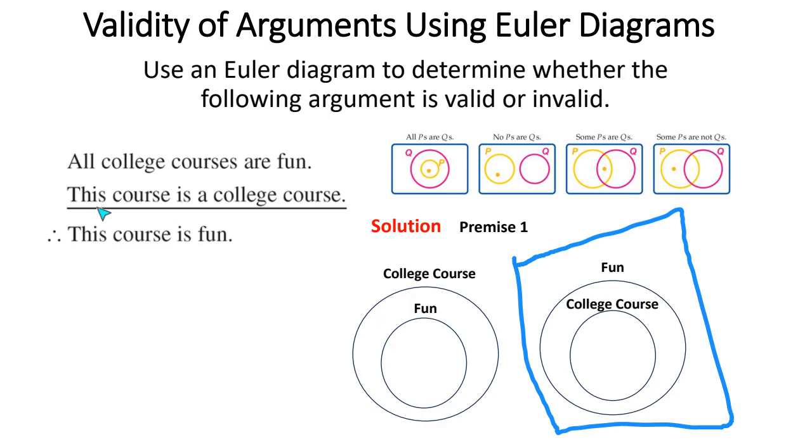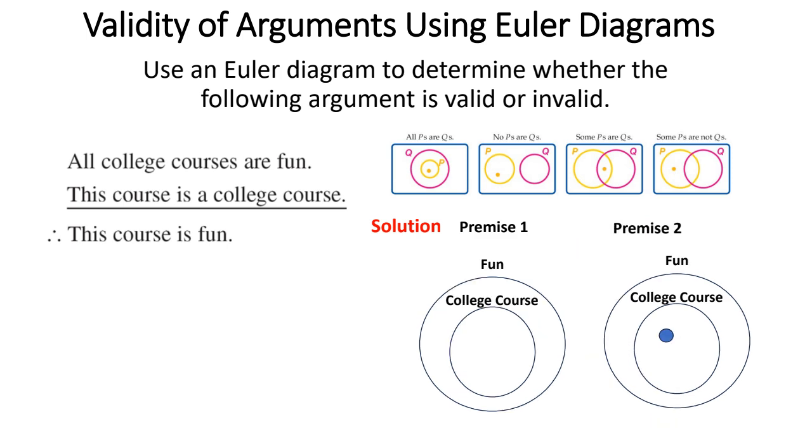So now we go to premise 2. This course is a college course. You want to think about where can I put premise 2. This dot is going to represent my premise 2, my second sentence. And so now we are still looking at this Venn diagram here. You can ignore the one on the left.